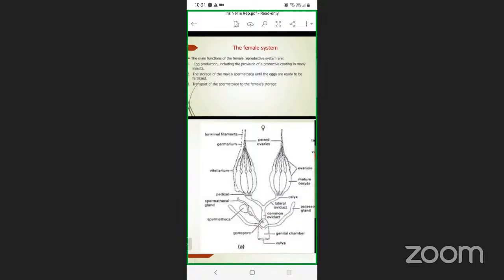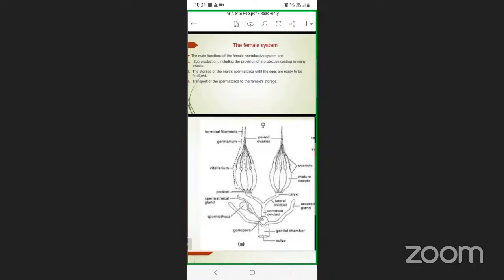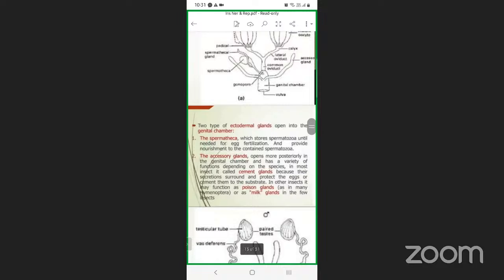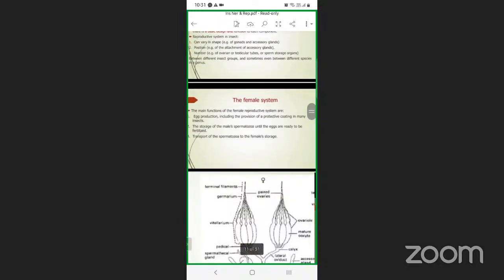We also see the pedicel and calyx regions of the vitellarium, and in this way we say that the main functions of the female reproductive system are egg production, including the pair of ovaries connected by the lateral oviducts to the common or the median oviduct.